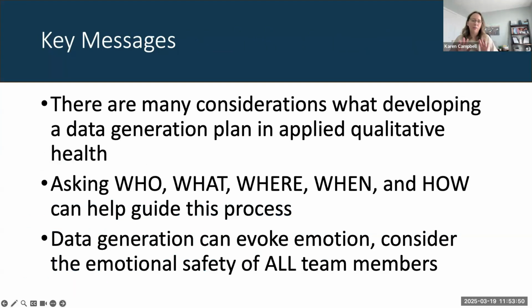My key messages for today are that there are so many considerations. I hope some of these questions helped you think about what you might do, or reinforced that you've done the right thing, if you're already in this place. Asking these questions, who, what, where, when, and how, can help guide the process of how you generate data. And generation of data can evoke emotion. So really be thoughtful and mindful about the safety of all team members, including participants within that.